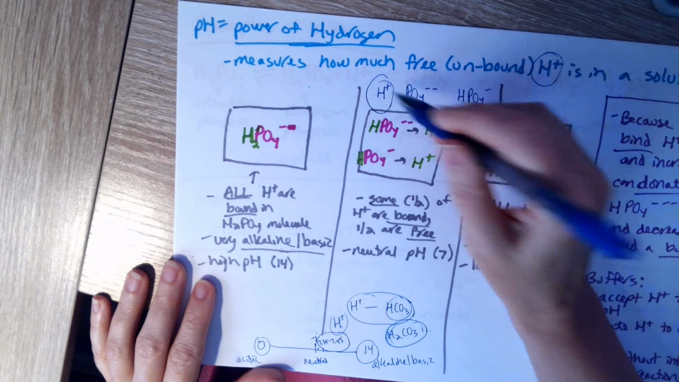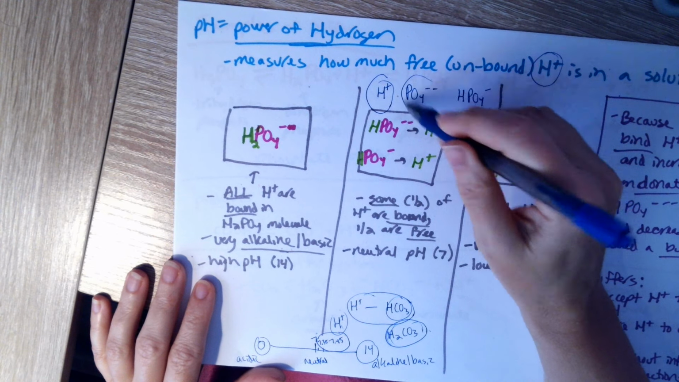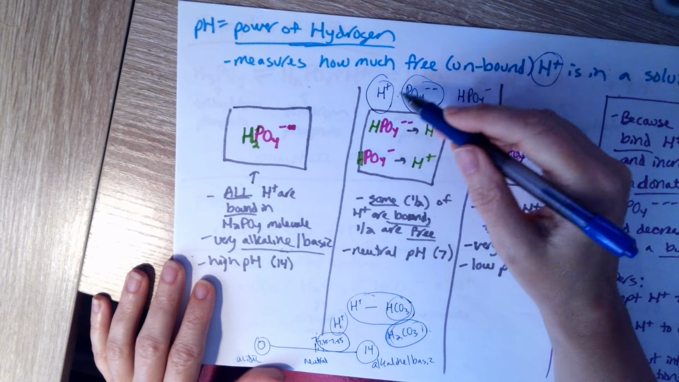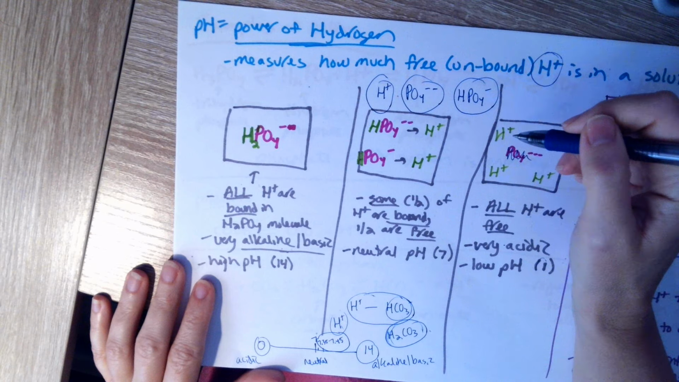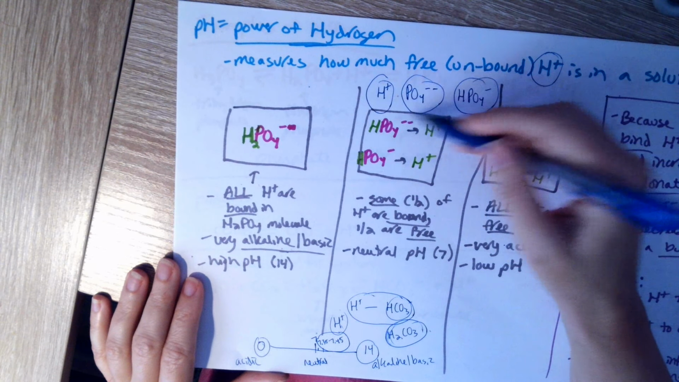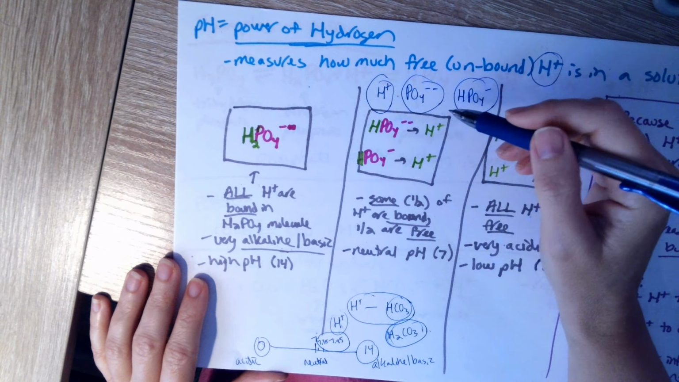So that would make acidity. This would be the opposite there. This would be somewhere in the middle. Okay, so we want to have all of these situations happening at the same time.